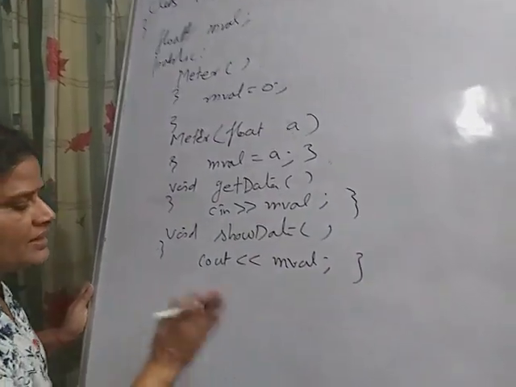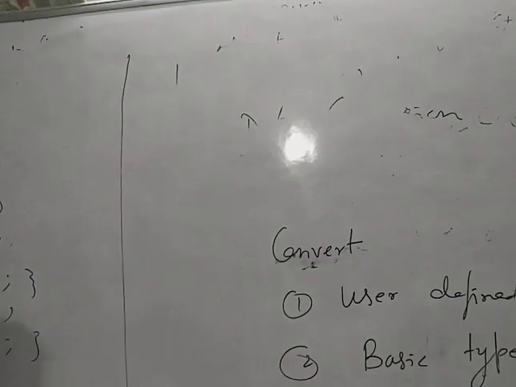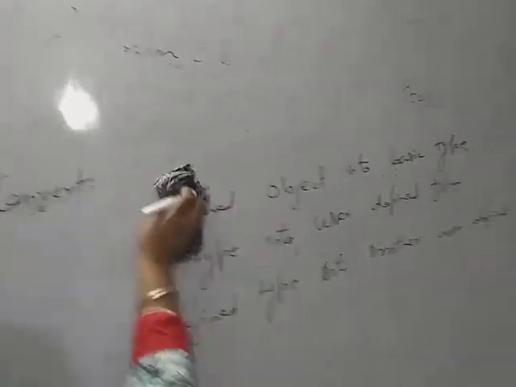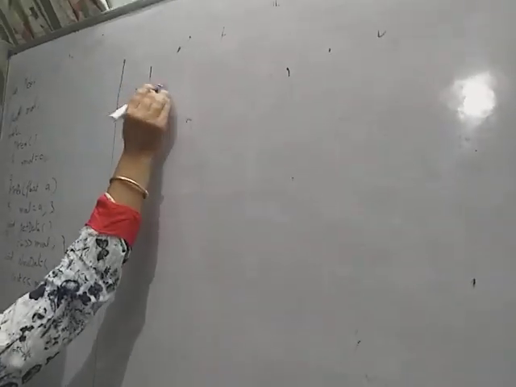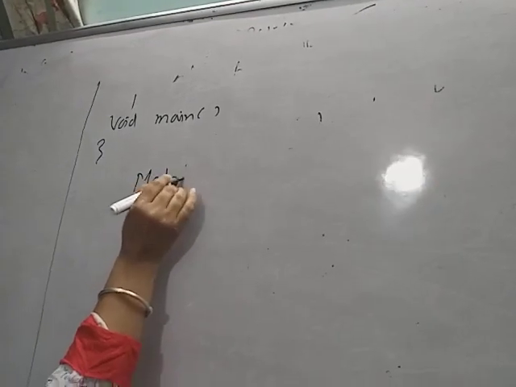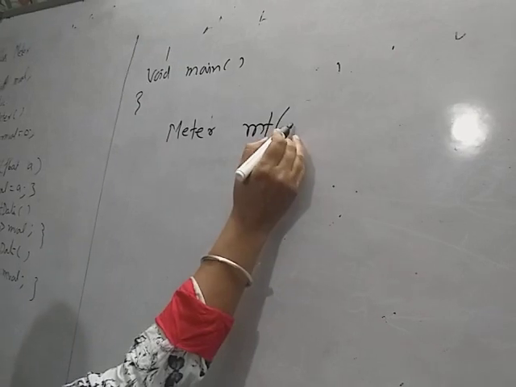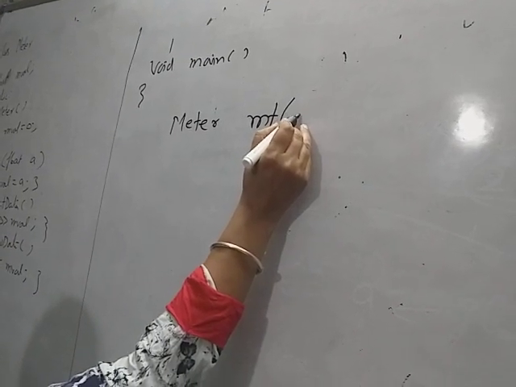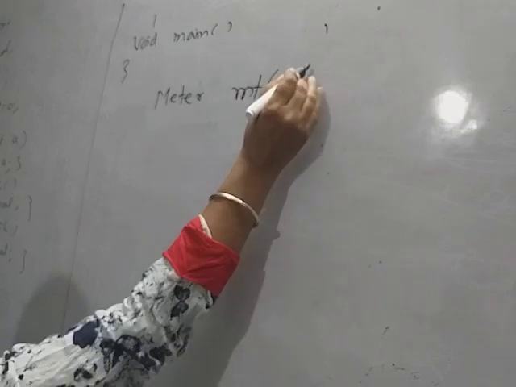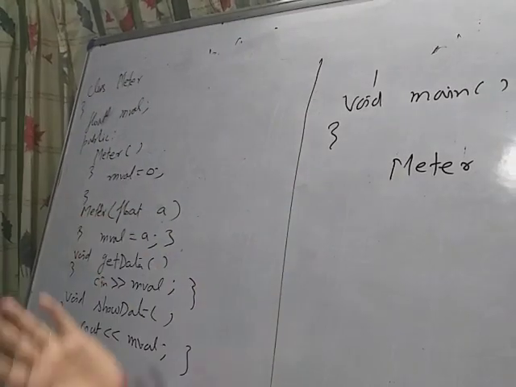Okay, now suppose, what is the objective? First see in the main function, void main. I am creating one object of the Meter class, say suppose mt, and passing say suppose 80. Now the m_val of this object is stored in mt.